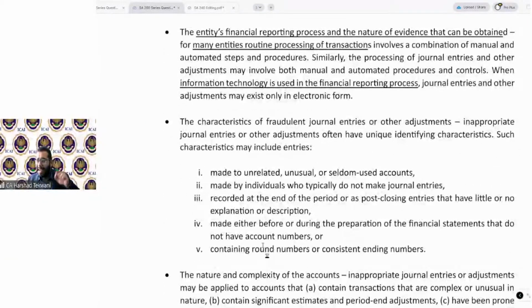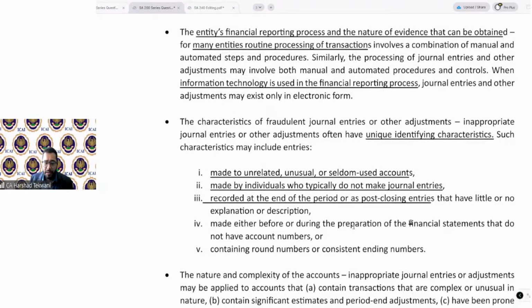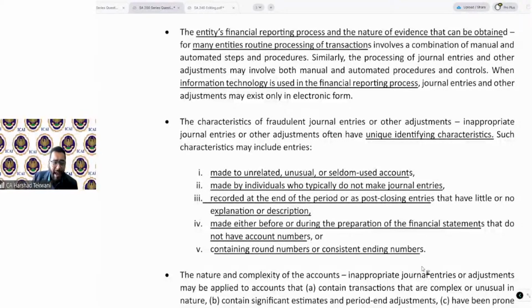Then I'll identify certain critical journal entries with unique characteristics to test. For example, entries made to unrelated, unusual, seldom used accounts; made by individuals who typically do not make journal entries; recorded at the end of the period or post-closing entries without any explanation or description; made before or during preparation of financial statements that do not have account numbers; containing round numbers or consistently ending numbers. Let's say, for example, at the end of each financial period or each month-end close, I see a 50,000 rupees journal entry, and entries with unusual account combinations.